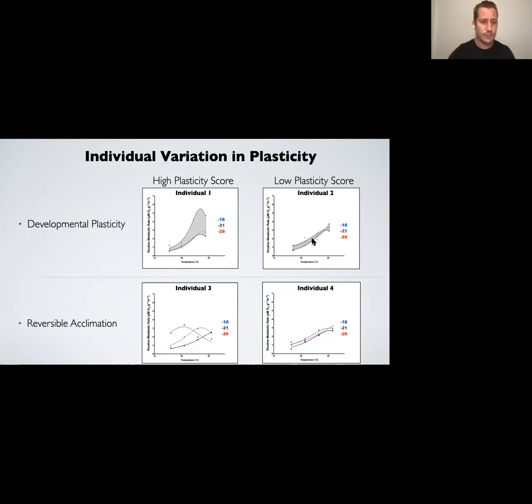That's because its physiology doesn't seem to be very responsive to the thermal environment in terms of acclimation. Okay, for reversible acclimation, we can do the same thing. Again, we have individual genotypes that show a high degree of thermal plasticity, through shifts in these thermal performance curves, whereas we have other individuals, like individual 4 here, that have a low capacity for plasticity. So by identifying these capacities for plasticity for given genotypes, we can start to ask questions about costs.